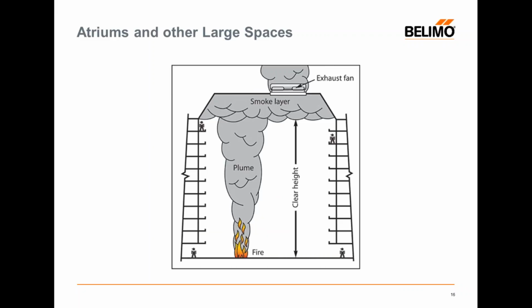Finally, we have atrium and other large space conditions where we simply want to exhaust the smoke from the area faster than it's generated. The intent is to prevent smoke from settling on the different levels of the building and once again preventing a safe means of egress for the occupants of that space. So we want to pull the smoke up through the atrium space and out the exhaust fan while allowing the occupants to leave the building safely.